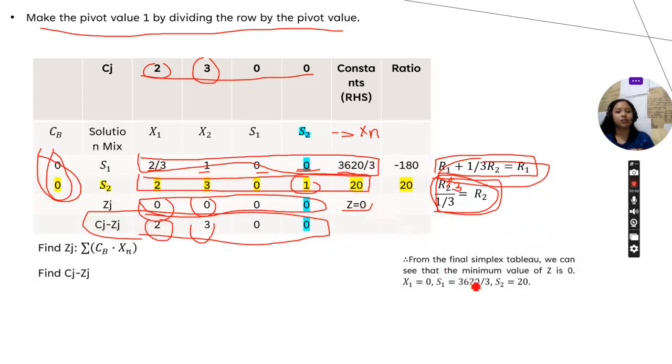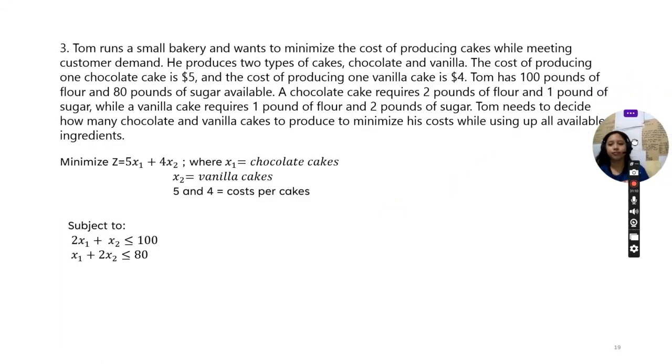0 times 20 is equal to 0. And our x1 is 0, s1 is here, and s2 is 20. So let's move to the last example.